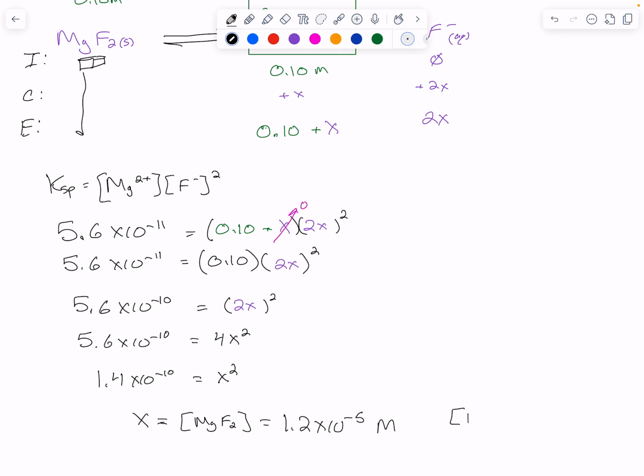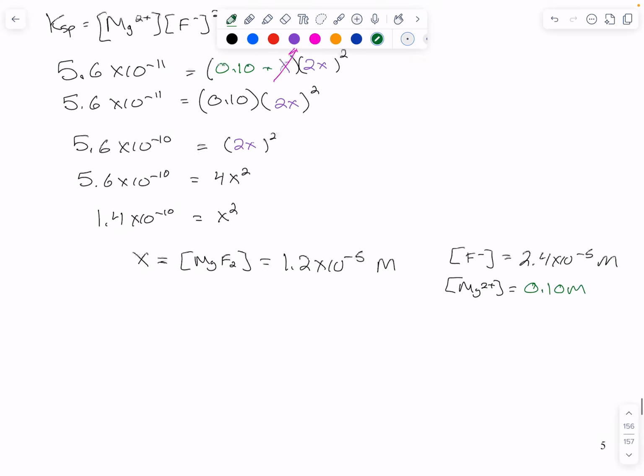Concentration of fluoride, if it were to ask you that, would be 2.4 times 10 to the negative 5 molar. All right. And magnesium would be the 0.1. All right. So that's how we do that example with the common ion. It doesn't matter if it's the cation or the anion, but that's how we take care of it.